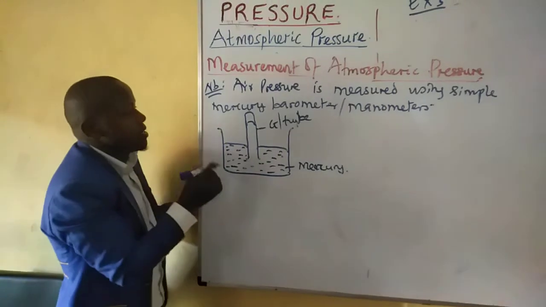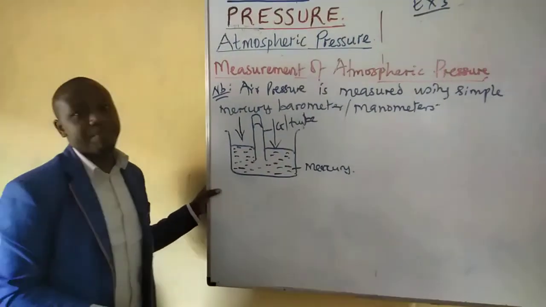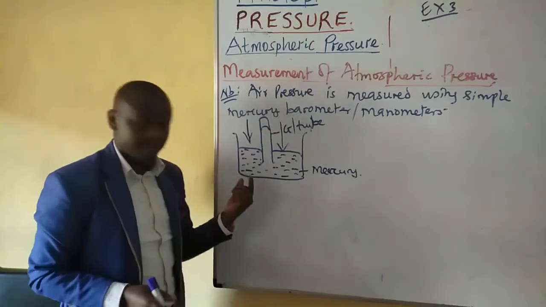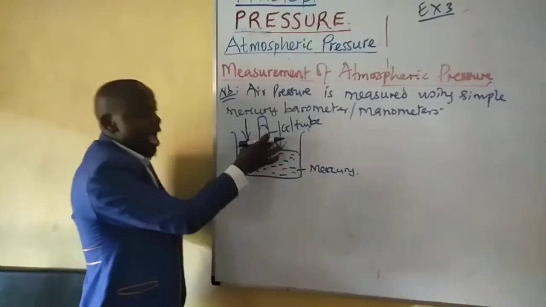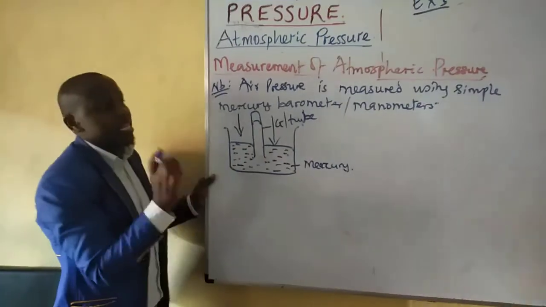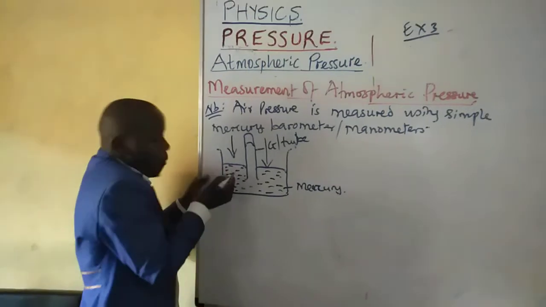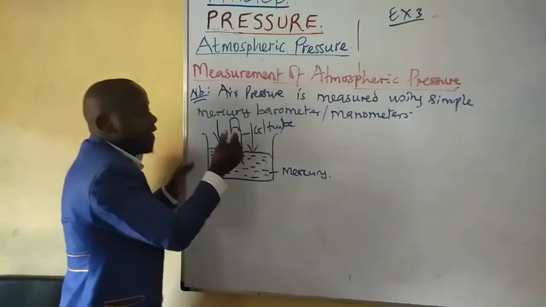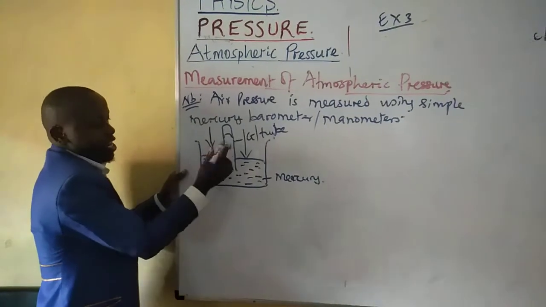mercury again. You discover that because there is an atmospheric pressure acting on the surface of the mercury in the beaker, and the column of mercury which you have filled the glass tube with also has some pressure, the mercury flows out from the glass tube until the pressure due to this height balances with the pressure due to the atmosphere. As long as there is a pressure difference, mercury is either going to flow from the beaker to the glass tube, or if the glass tube has the higher pressure, then the column is going to reduce until the pressure due to this height balances with the pressure due to the atmosphere.